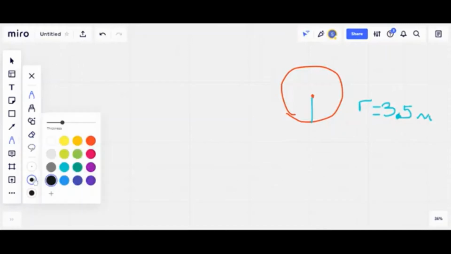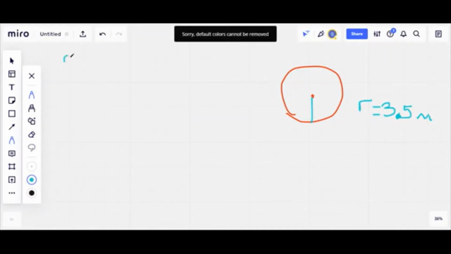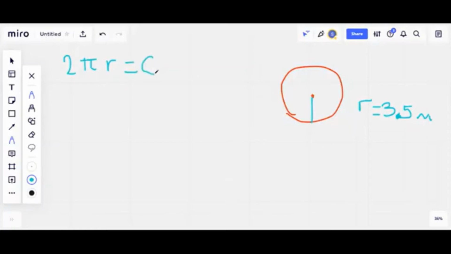is, actually let's put that in blue, 2 times pi multiplied by r, our radius, is equal to circumference, equal to c. So the way that we would solve this is we would substitute that 3.5 into this formula as r.